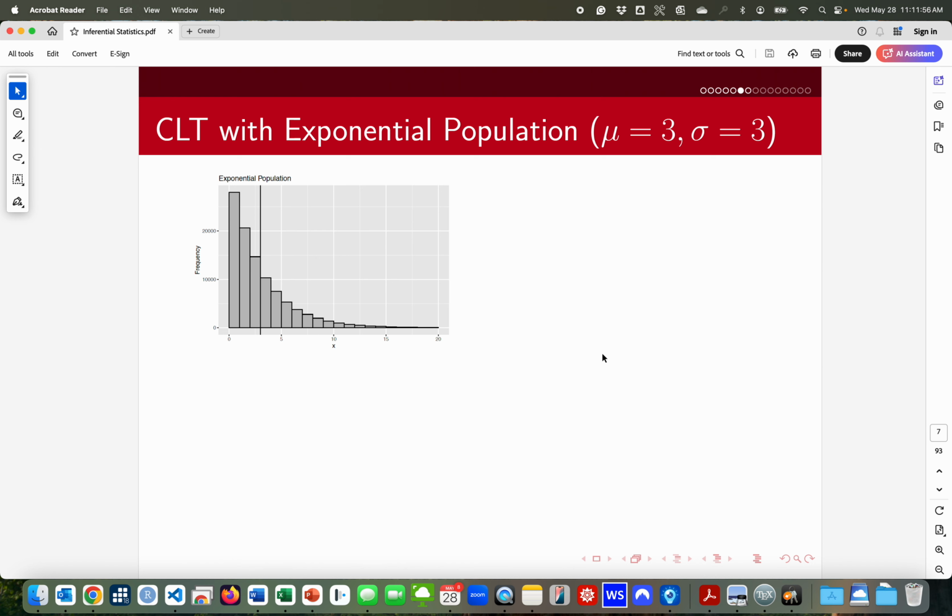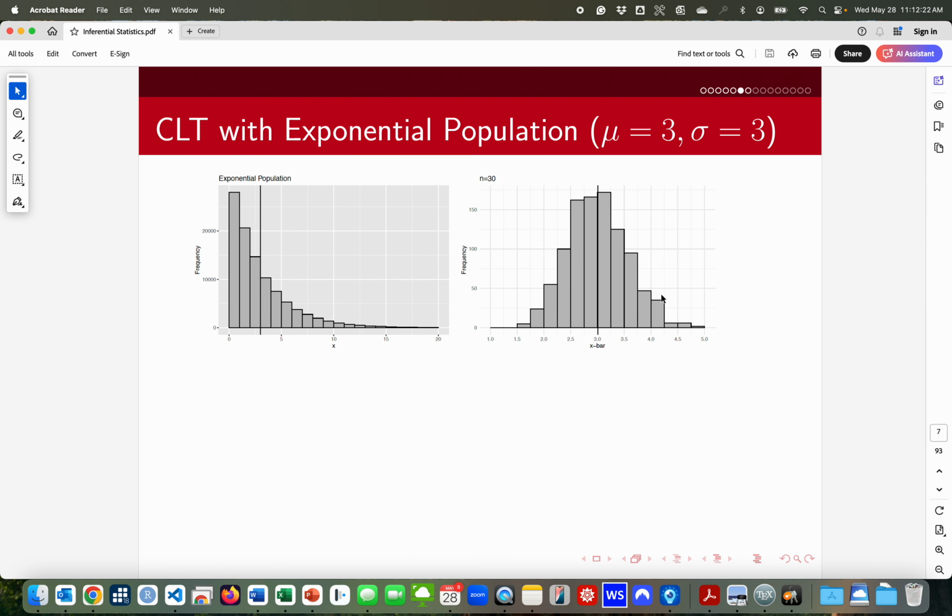So this is a population. So right here, this population is exponentially distributed. Assume that these are the different values of x and how frequently they occur in the population. So what I'm going to do is take random samples from this population. I'm going to take 1,000 samples of size 30. I'm going to find the sample mean of each of those samples, and I'm going to write it down.